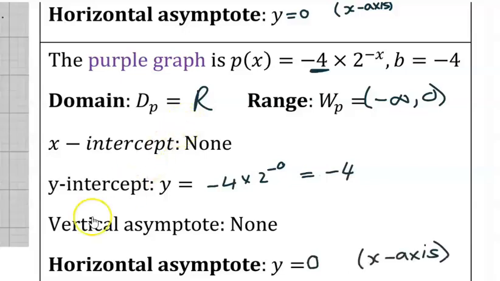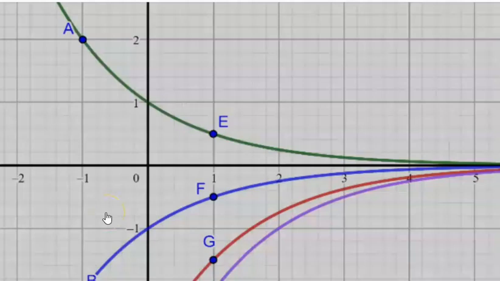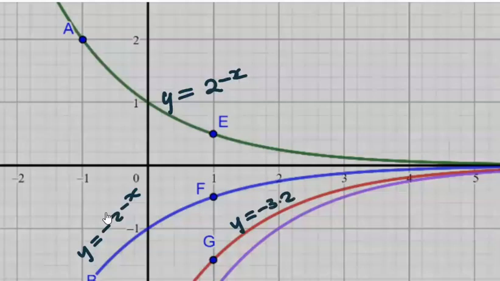So let us look at the graphs. If we label the graphs, then we get y equal to 2 to the minus x. This is y equal to minus 2 to the minus x. The red graph is y equal to minus 3 times 2 to the minus x, and the purple graph is y equal to minus 4 times 2 to the minus x. We could have just used the symbols, but I want to use the formula so that you can check the values that we're discussing here.